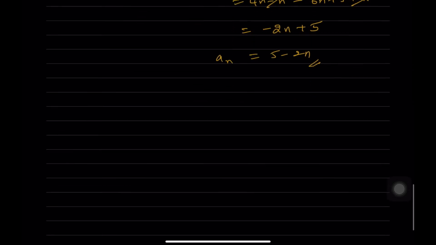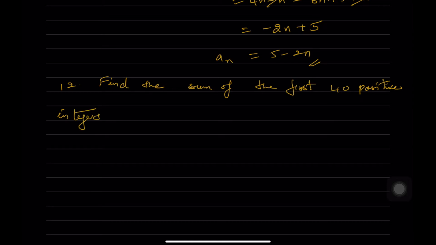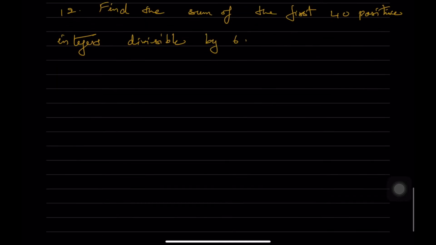Now going into the next question, 12th one. Find the sum of first 40 positive integers divisible by 6. So now we have the solution.